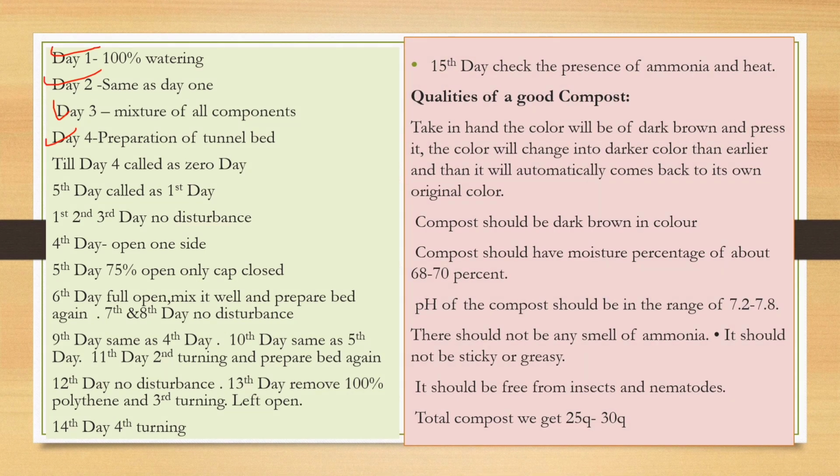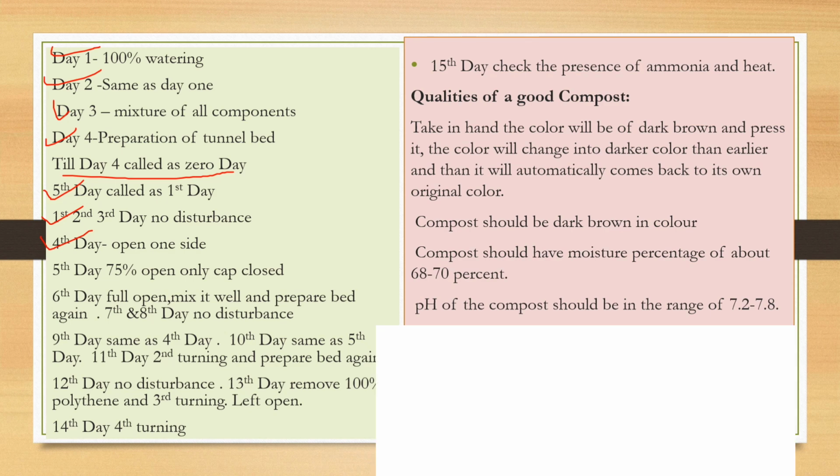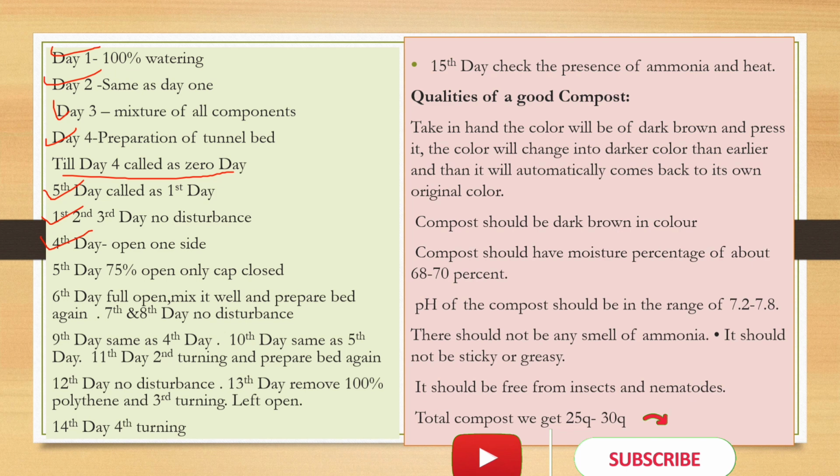Now the till 4th day is known as 0 day and the 5th day is called the first day. So first day no disturbance, second day no disturbance, third day no disturbance. On the 4th day only open the polythene sheet from the sides, that is 2 sides of the pipe's end, and the rest will remain covered. On the 5th day only the cap will remain covered and the remaining 75% will be open. On the 6th day fully open the polythene and the first turning will take place. Break the complete tunnel, mix it properly and make the bed again and cover it, completely airlocked.